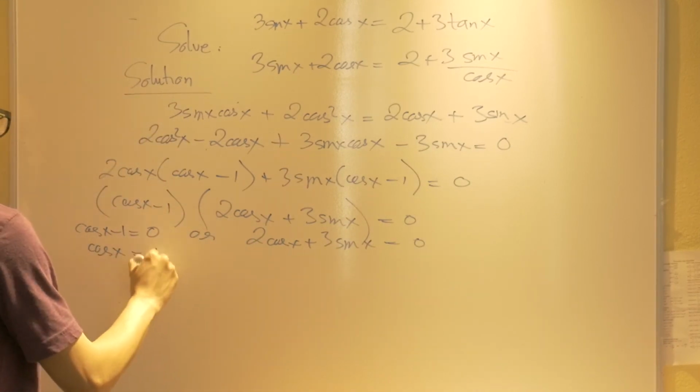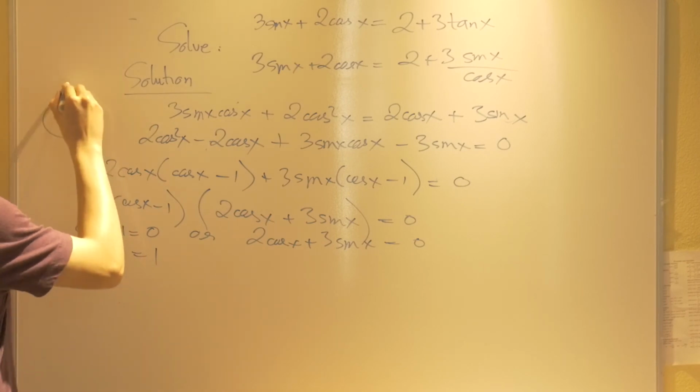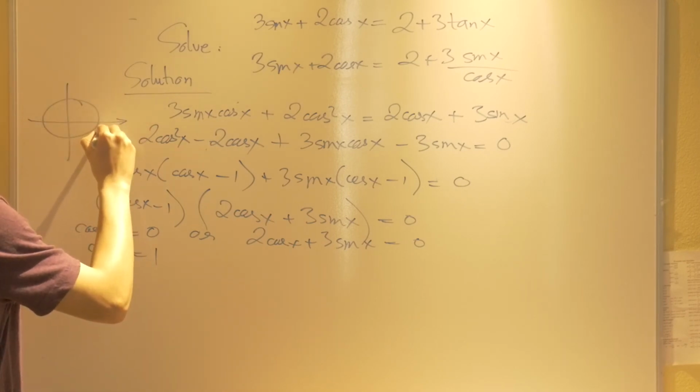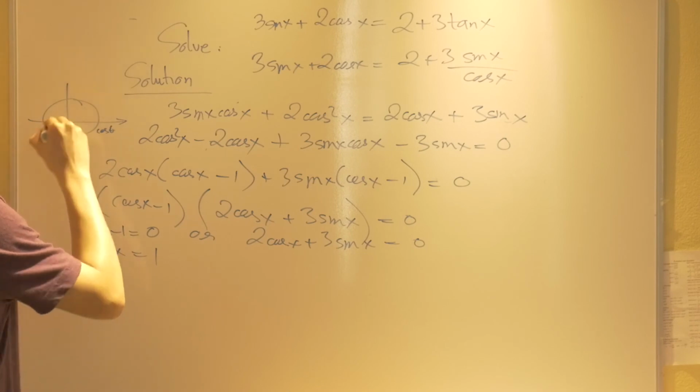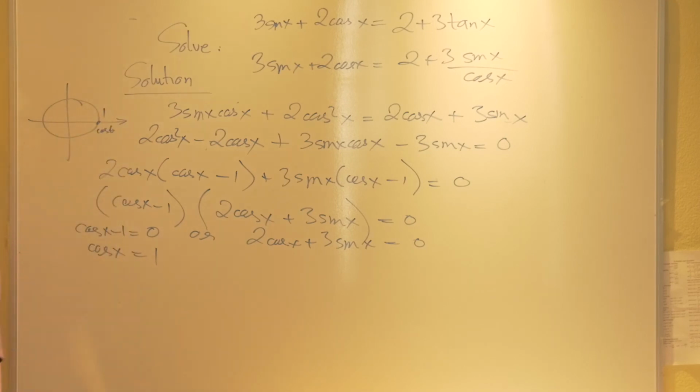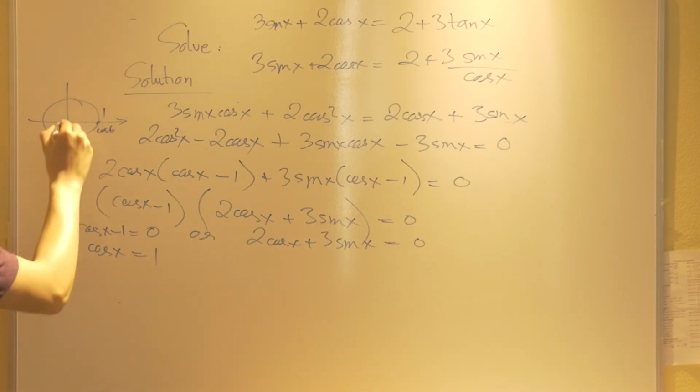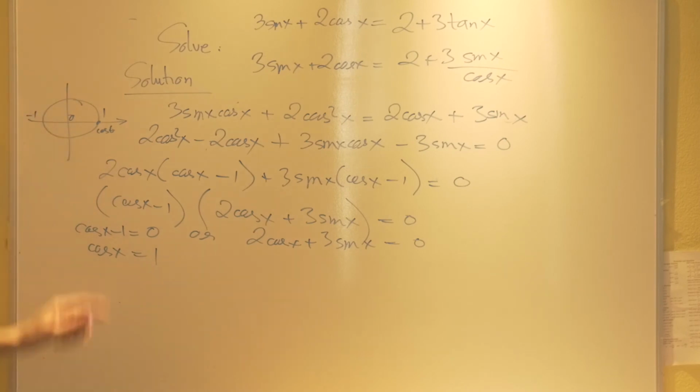Cosine x equal to 1. So I'll draw a circle. This cosine here, 1 right here, right? It's 0, right? It's negative 1. So cosine to 1 should be cosine 0, the angle will be 0. The angle will be 2 pi.